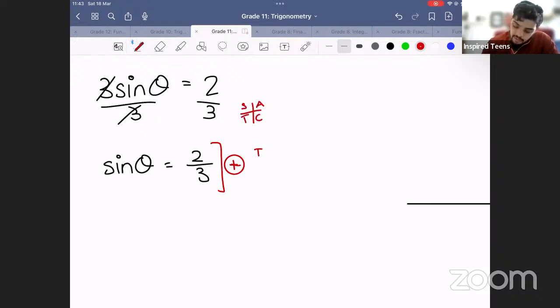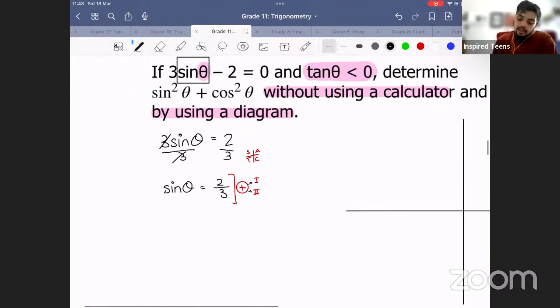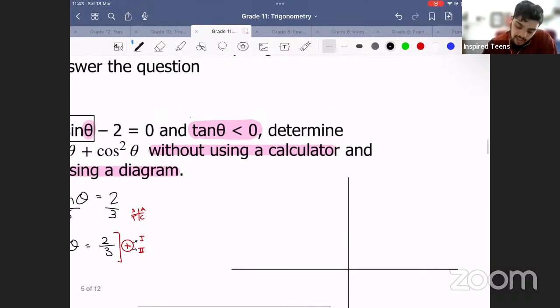Sine is positive in the first quadrant and in the second quadrant. Okay, so these are our options now. But now, which one do we draw it in? Do we draw it in the first or do we draw it in the second? We need a definite answer. So this gives us two options, and then to eliminate one of them, we can use the other information given.